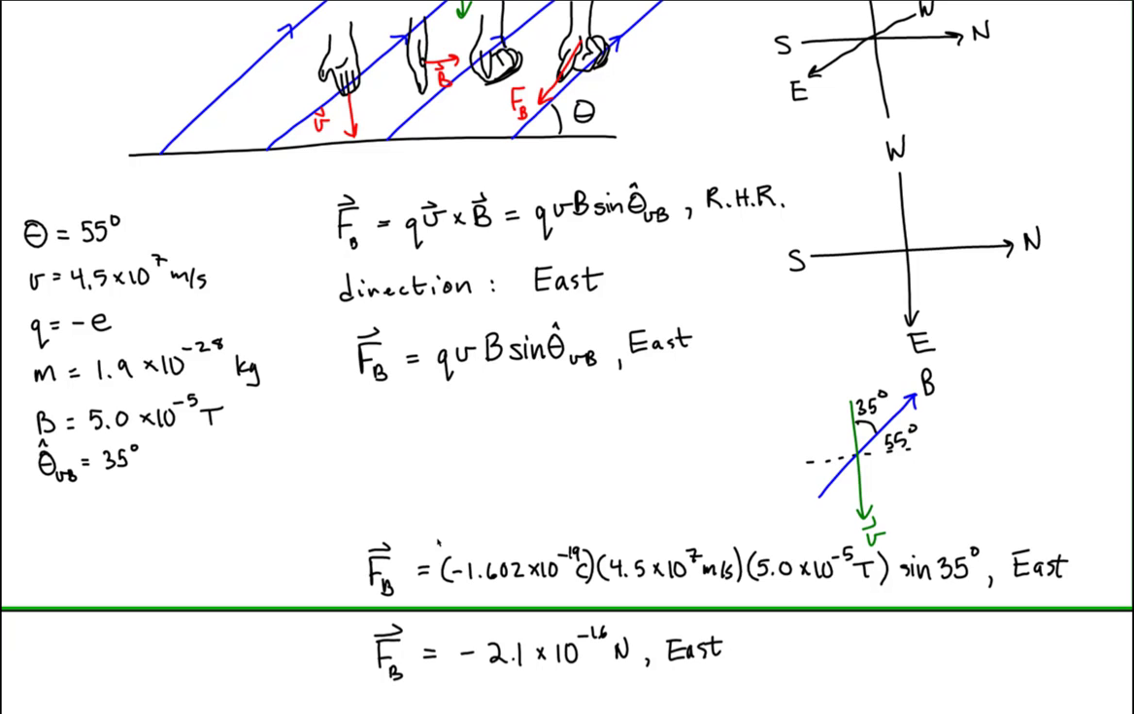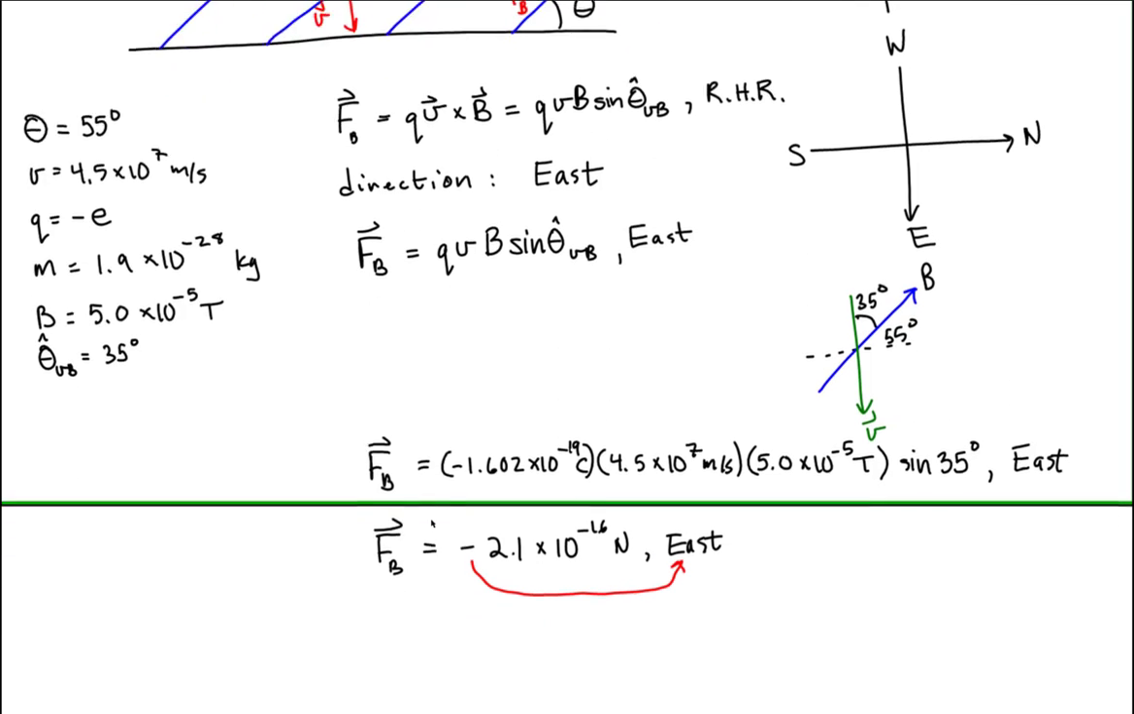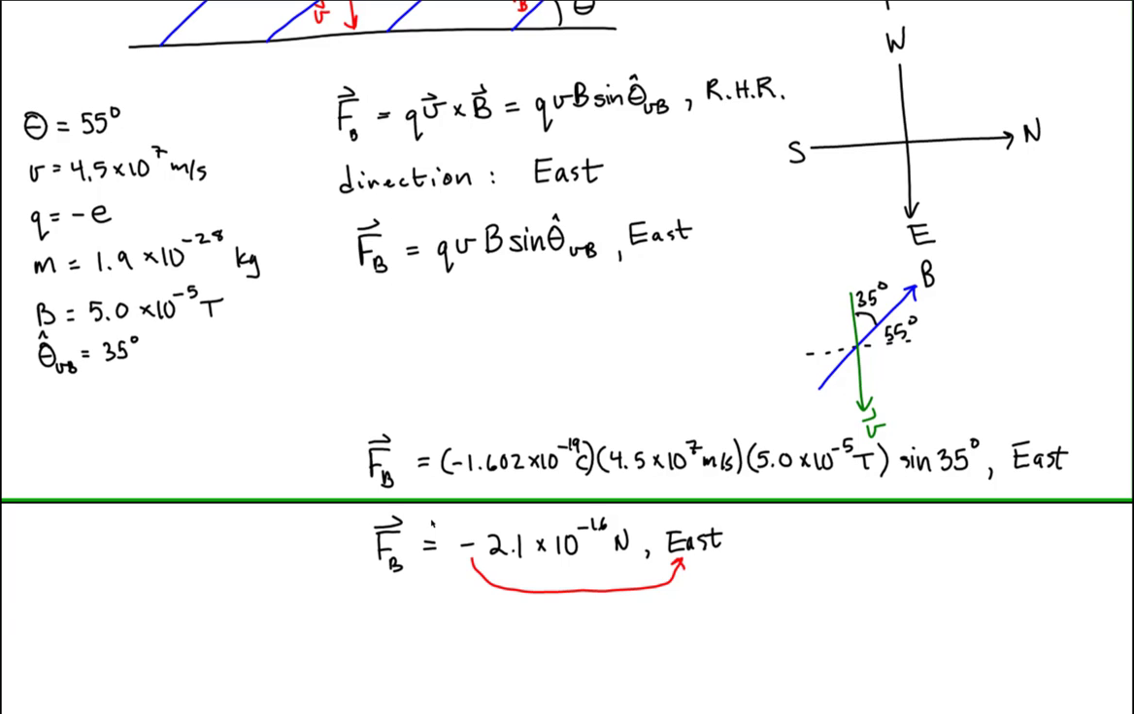Now, this result indicates that this minus in front of 2.1 times 10 to the minus 16 newtons really flips the direction that we determined with the right-hand rule. Because of that, we could say that the magnetic force on the muon is equal to 2.1 times 10 to the minus 16 newtons west.